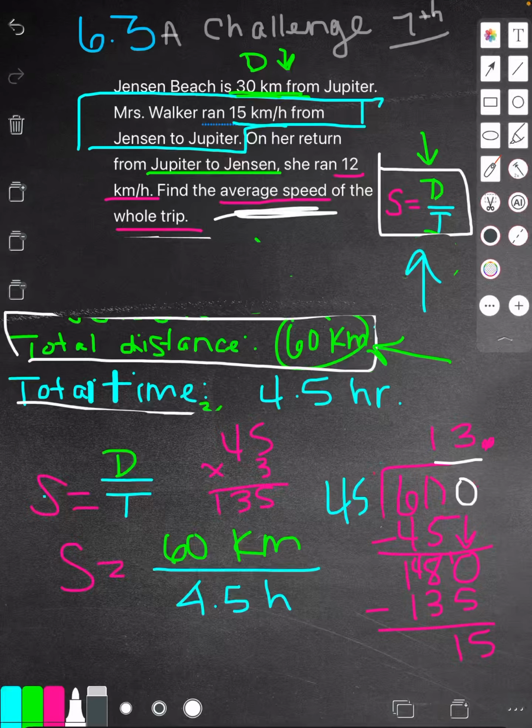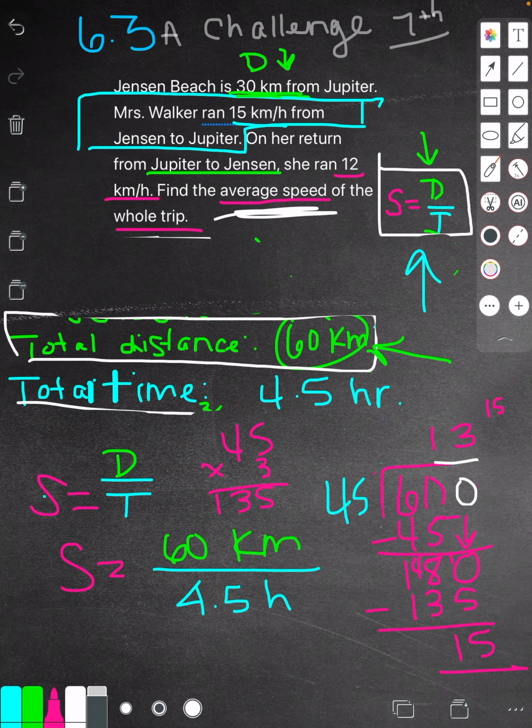For my remainder. Whoops. And so what's my remainder here? My remainder is 15 over my whole, which is 45. If I reduce 15 over 45, I can say that it is 1 over 3. So my final answer would be 13 kilometers an hour with an additional 1/3. So 13 and 1/3 kilometers in 1 hour. Wow.